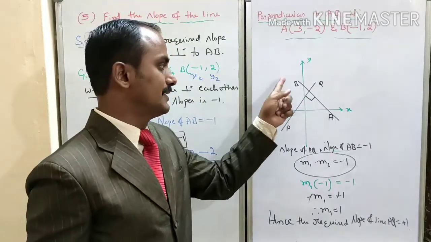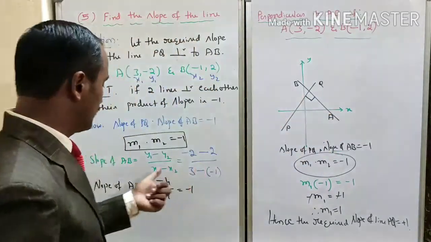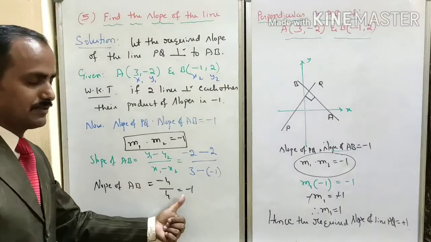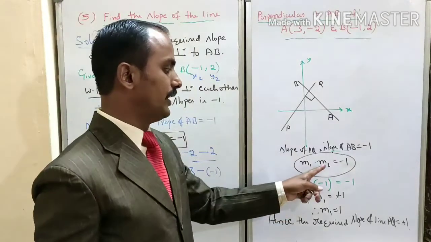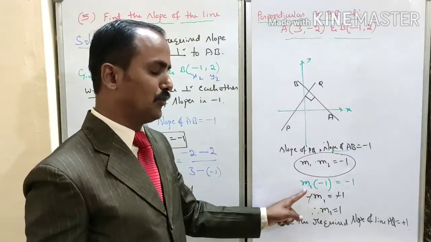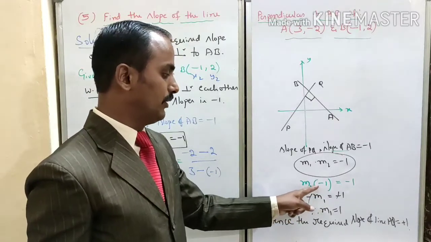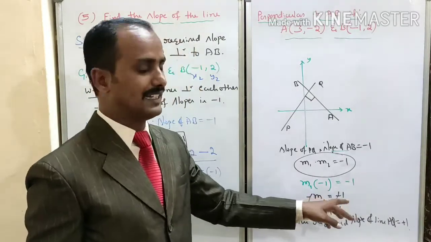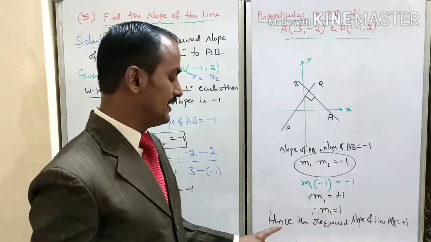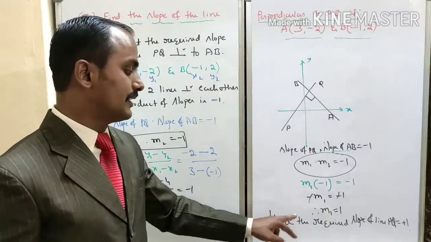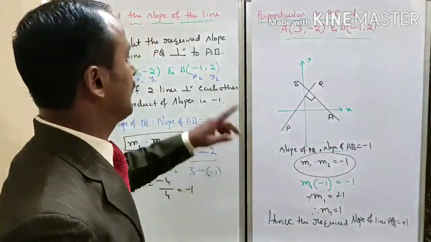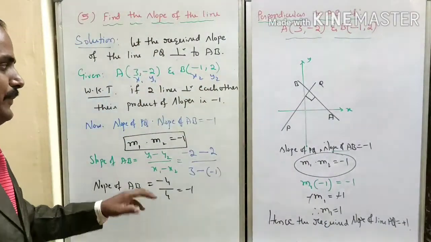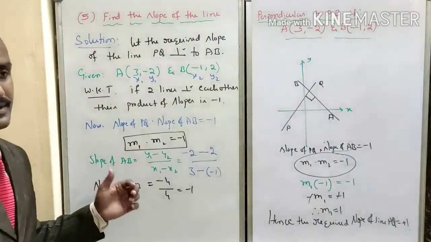This is a given line. AB line slope we found out with the help of coordinates: minus 1, I got it. I substituted the slope of AB value minus 1. M1 we don't know. I multiplied. Minus 1 goes to the denominator. Minus 1 cancel. We got M1 is equal to 1. That is our required answer. Hence the required slope of the line PQ is plus 1. Easy, children. I wrote so many steps to understand very clearly.